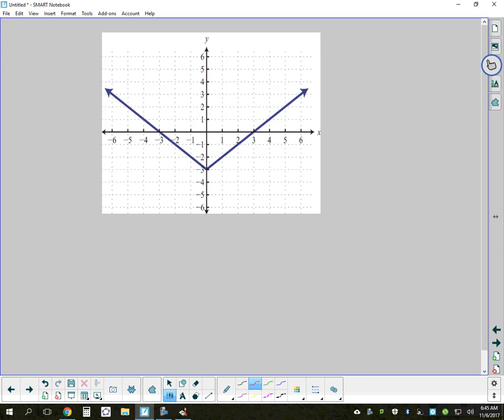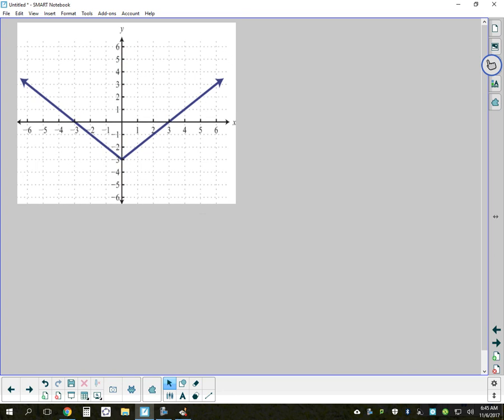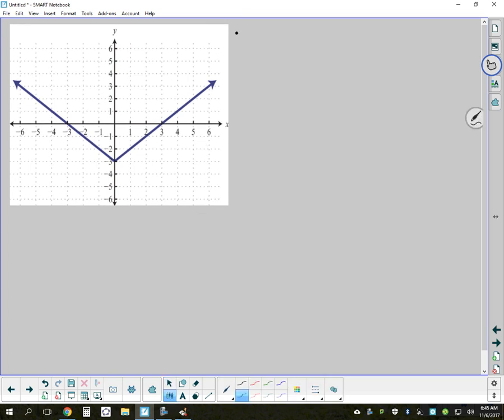First thing I want to talk about is where it is increasing. Well, remember what that means. It means you have to have a positive slope. And of course, we're reading our graph from left to right. So starting here, this is going down. It's decreasing there. Okay, so it's increasing from here over.